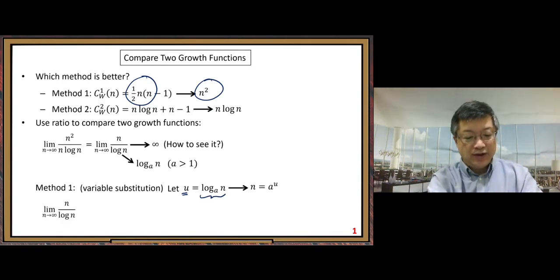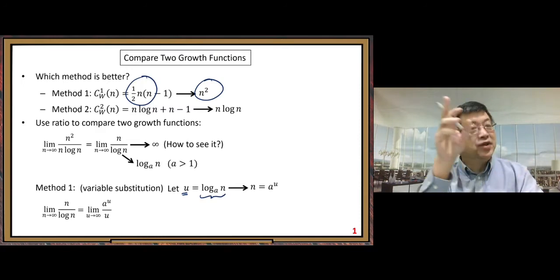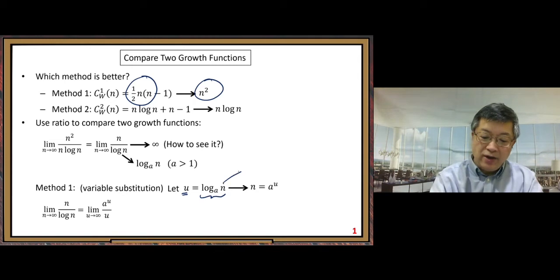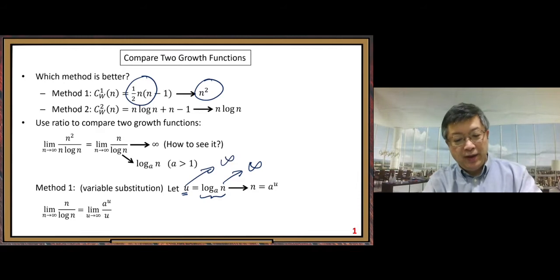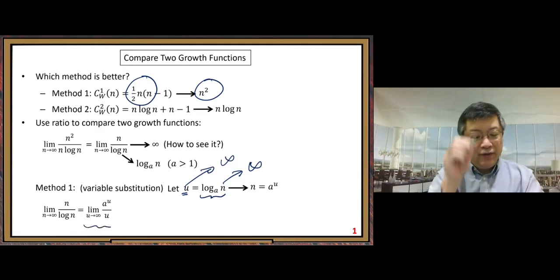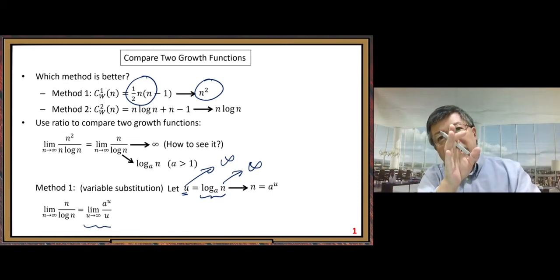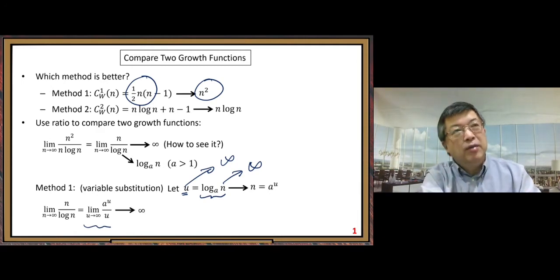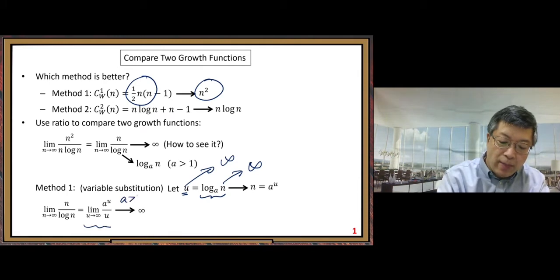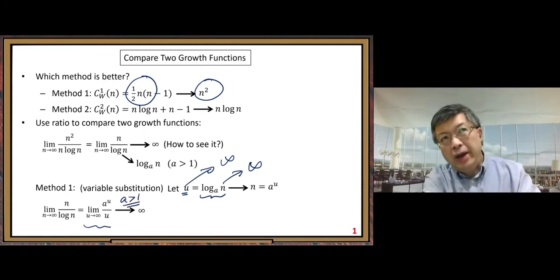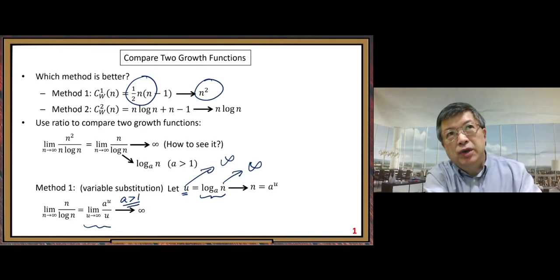All right, so look at this. Now we can represent a new limit, u goes to infinity, because when n goes to infinity, u also goes to infinity. So we have this ratio. If you look at this ratio, can you get the answer? It is infinity immediately. Remember, a greater than 1. Can you see that picture easier in this way?